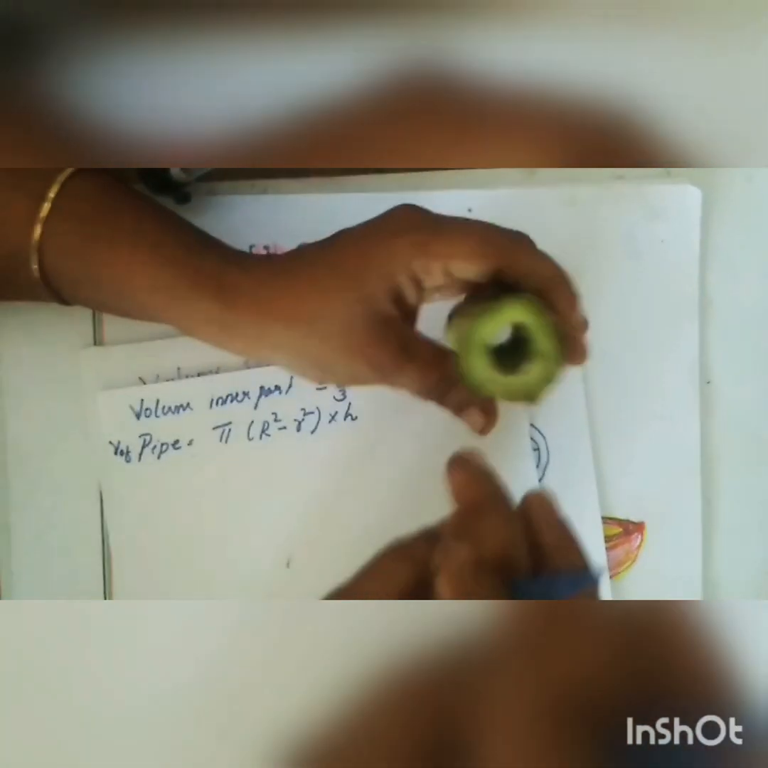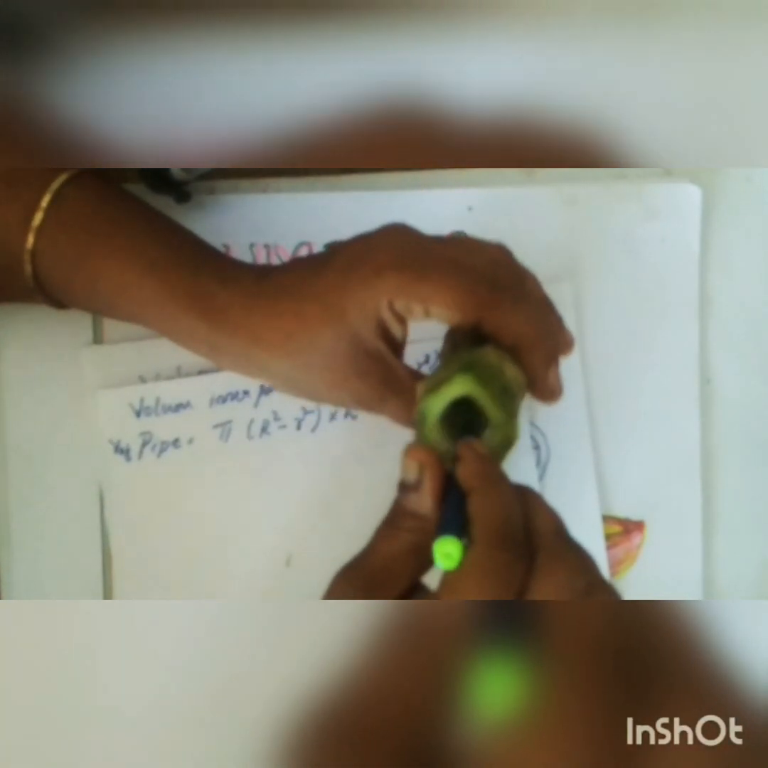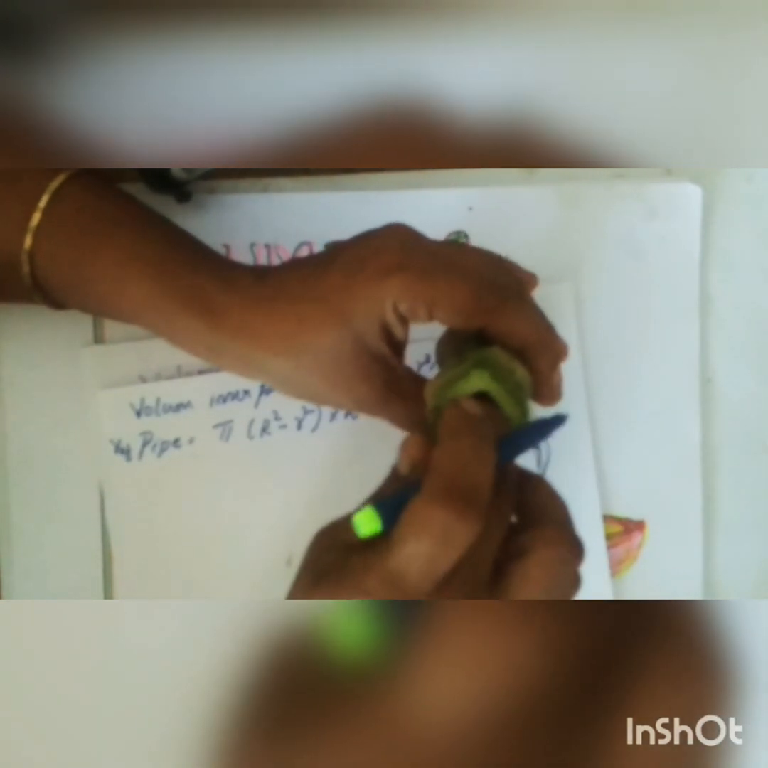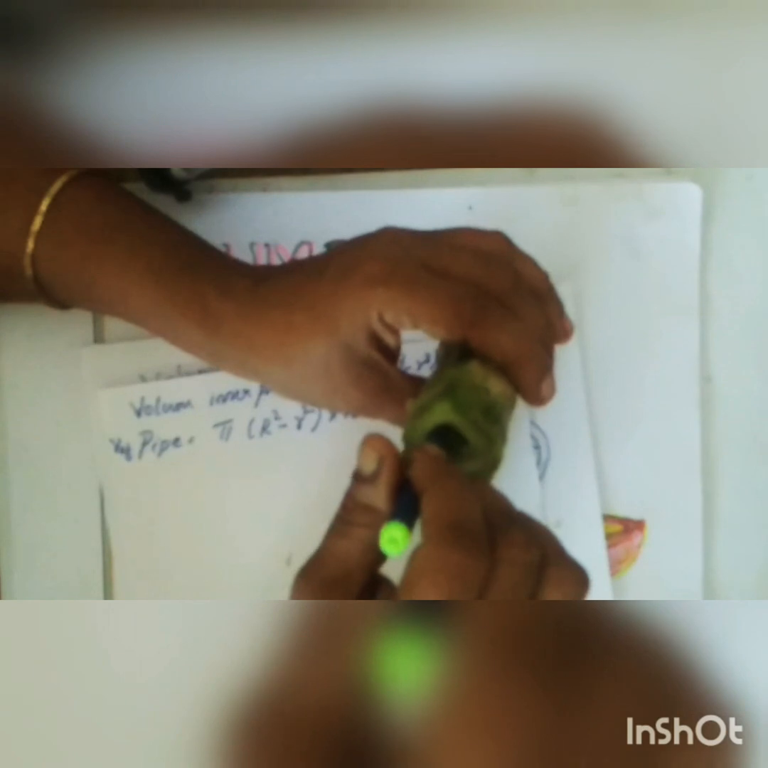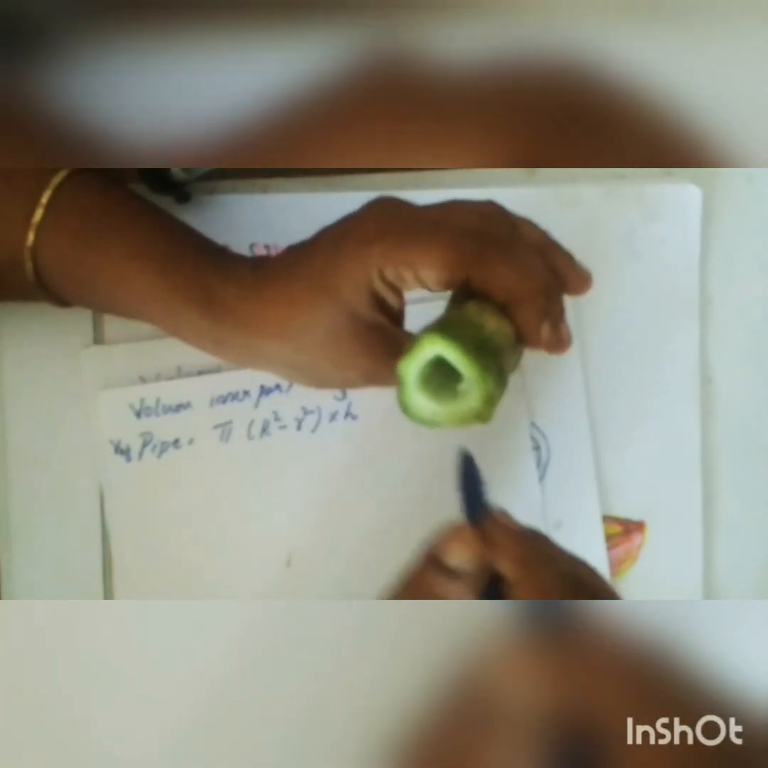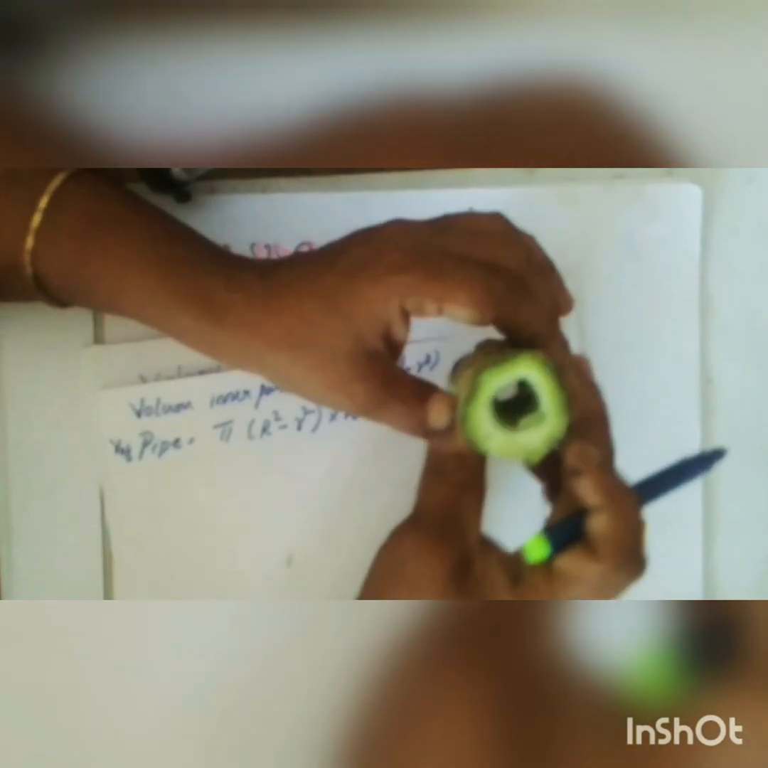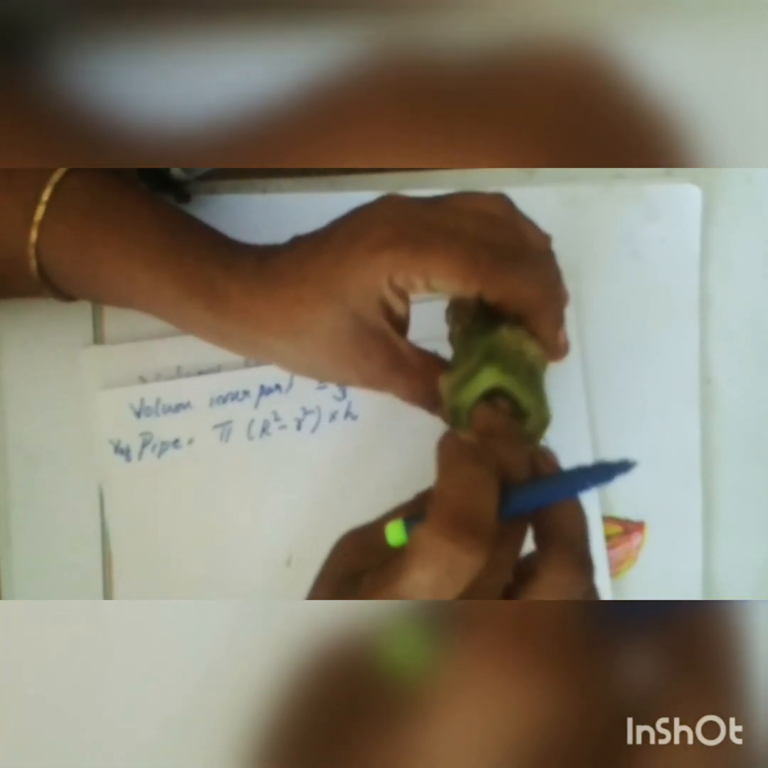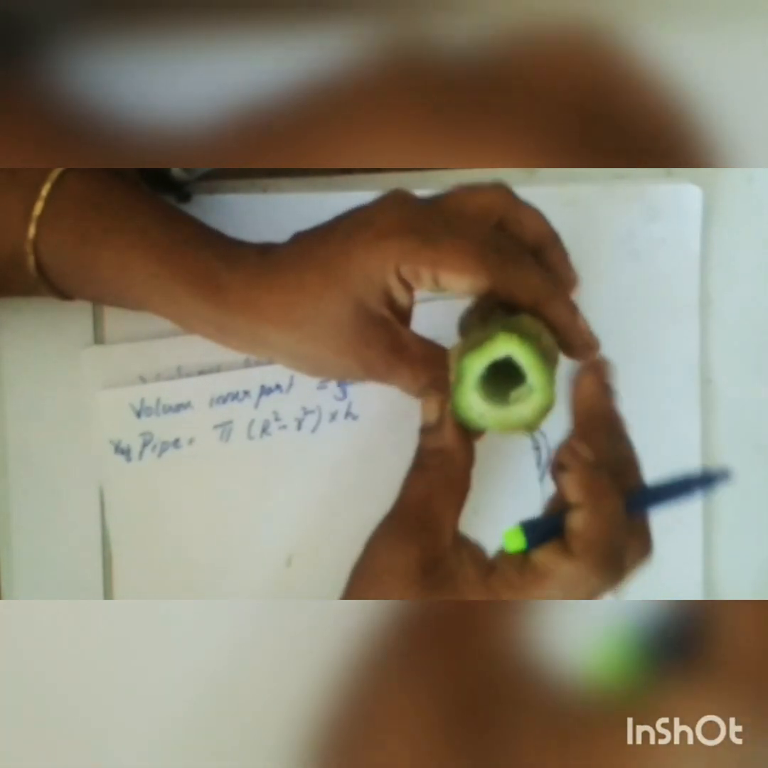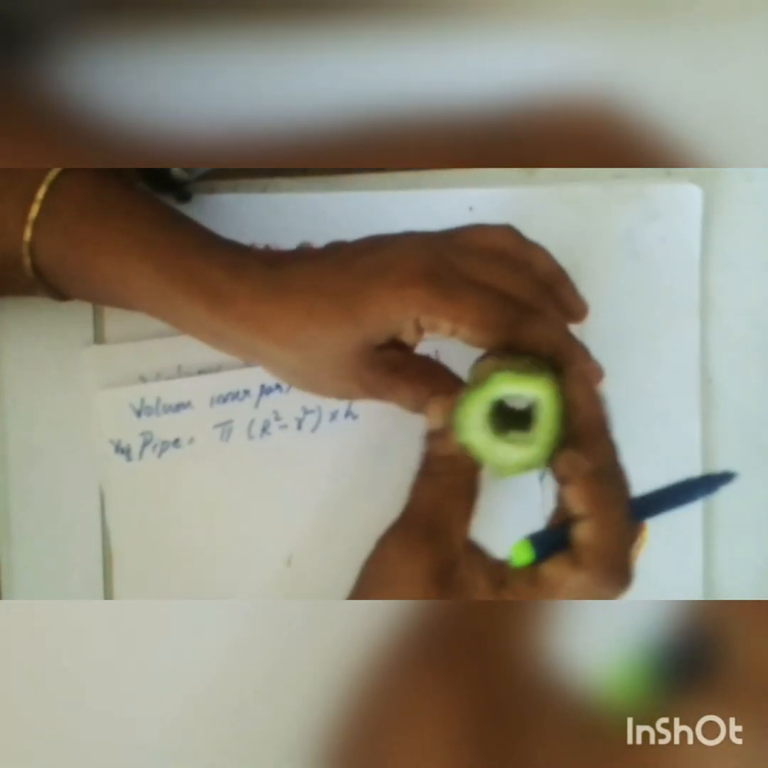This is a part after removing a cylindrical portion from the inside portion. Internally cut out a cylinder, from it we get a pipe. From a cylinder, a small cylinder is cut out, and then we get a pipe.